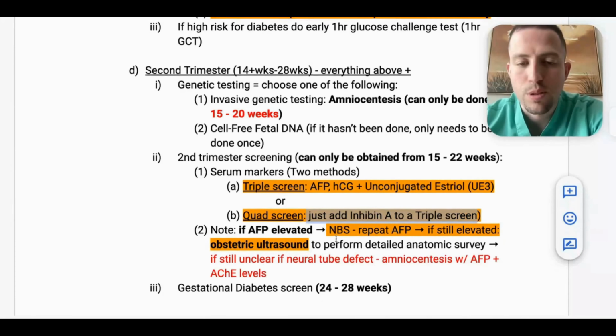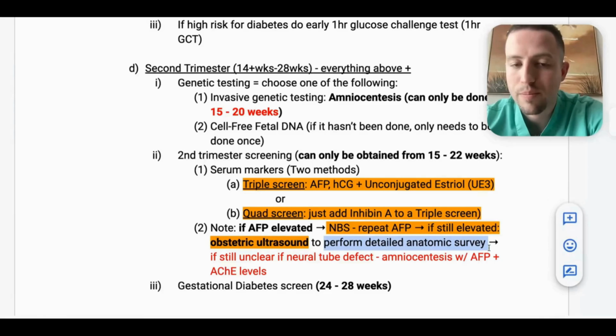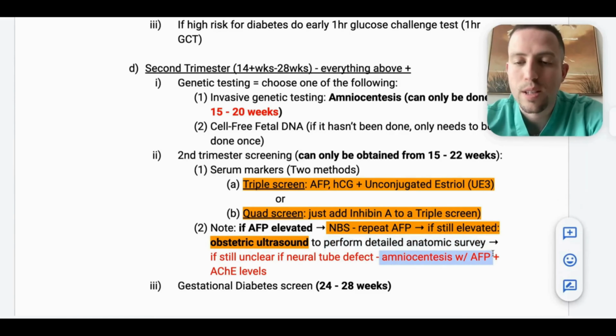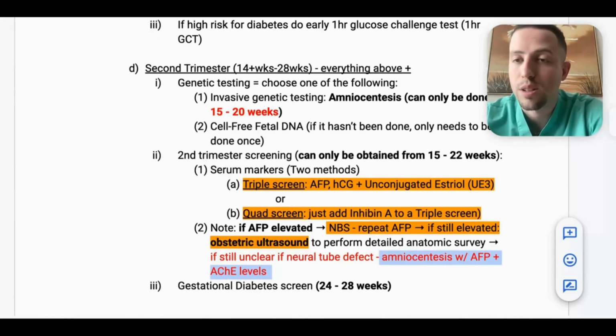If the alpha fetoprotein is elevated, the next best step is to repeat it. And if it's still elevated, you do an obstetric ultrasound and perform a detailed anatomic survey. If it's still unclear if there's a neural tube defect, you can do amniocentesis with alpha fetoprotein and acetylcholinesterase levels. Alpha fetoprotein can be elevated with a neural tube defect, and so can acetylcholinesterase.